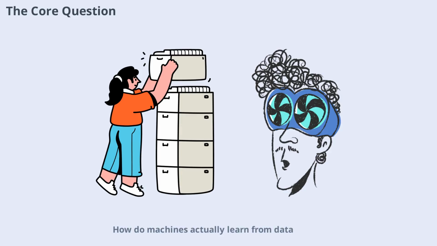How do machines actually learn from data? This is a question at the heart of artificial intelligence. Imagine a friendly robot standing in front of a huge pile of mixed data, images, numbers, and text all jumbled together. The robot looks puzzled, with a big question mark floating above its head.